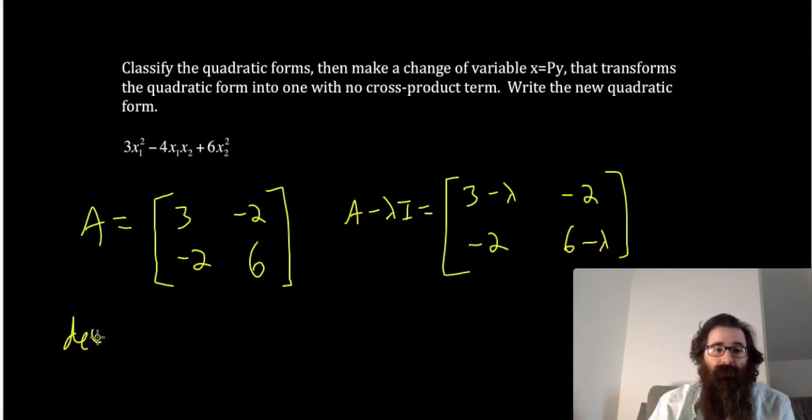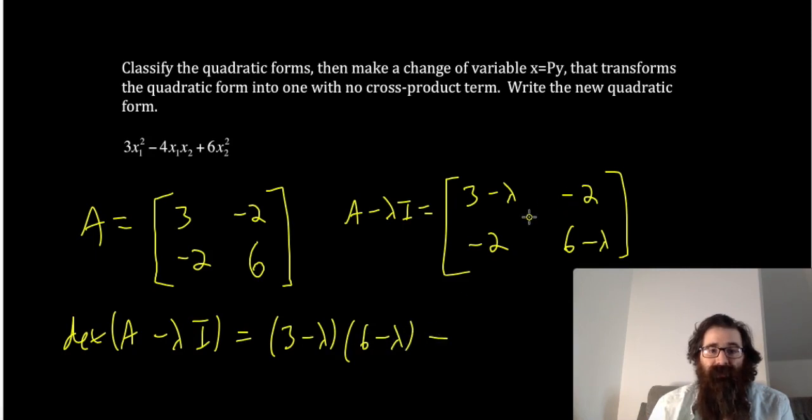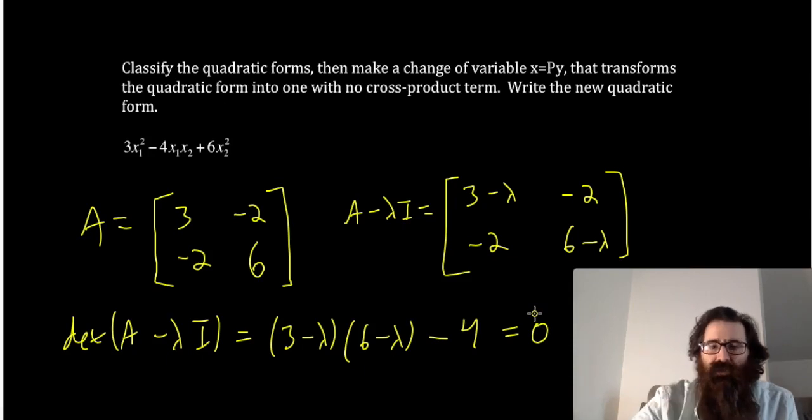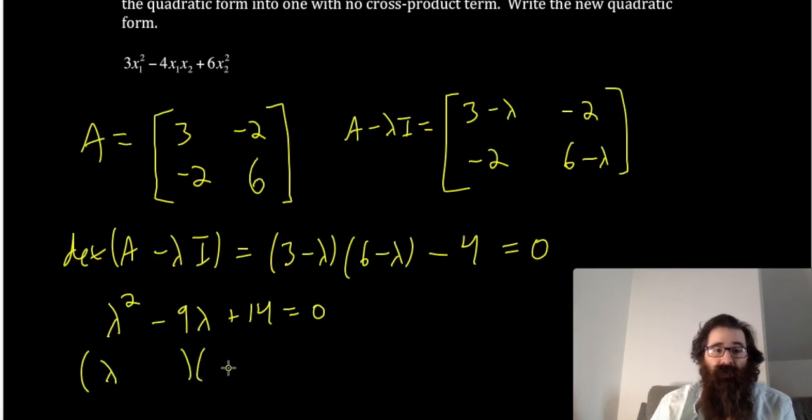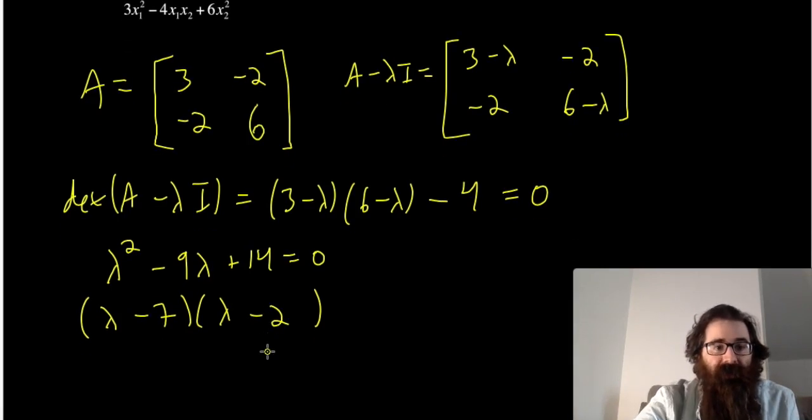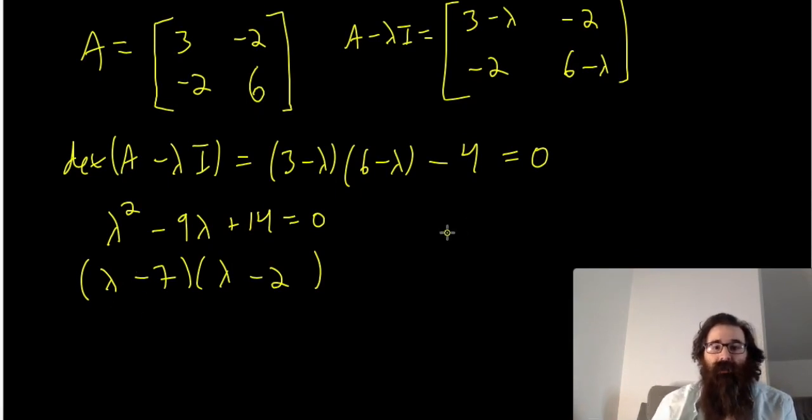And let's find the determinant of this puppy. Determinant of A minus lambda I, so that's 3 minus lambda times 6 minus lambda, and then minus negative 2 times negative 2 gives me 4. Set that determinant equal to 0. Let's go ahead and expand this out. So negative lambda times negative lambda gives me positive lambda squared. Negative 6 lambda minus 3 lambda is going to give me negative 9 lambda. 3 times 6 gives me 18, but then 18 minus 4 is going to give me 14 and equals 0. And if I can factor this, I want to factor it. Hey, I can factor it, so let's factor. This is going to be lambda minus 7, lambda minus 2. To multiply to that positive 14 and add to the negative 9, which gives me two eigenvalues. The eigenvalues are positive 7 and positive 2.